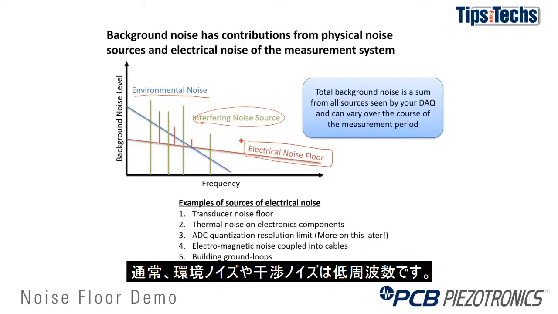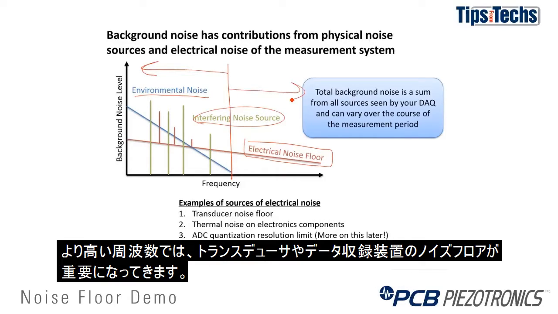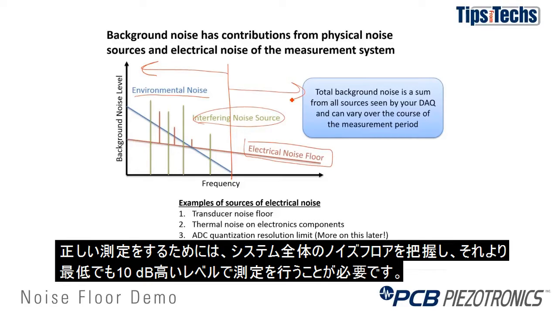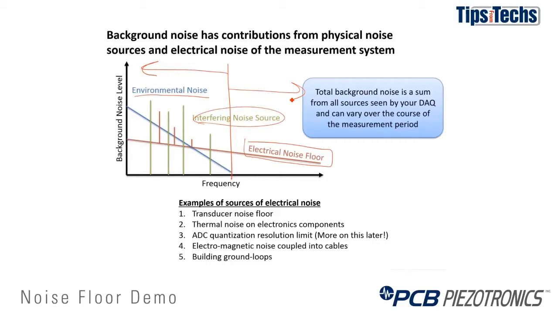Usually the environmental noise and the interfering noise sources are dominant at low frequencies. At higher frequencies, the electrical noise floor of the transducers and the data acquisition system dictate the overall noise floor of your measurement. In order to make a good measurement, we need to understand the total system noise floor and ensure that our measurement is at least 10 dB above that noise floor as a general rule of thumb.